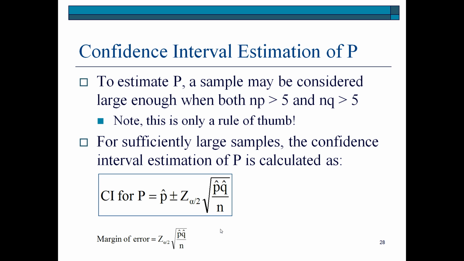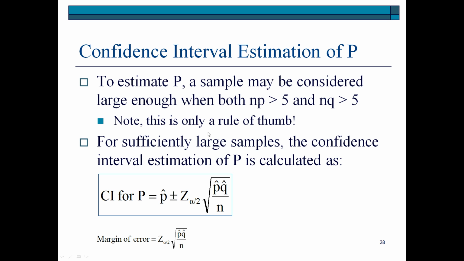Now in general, here's a rule of thumb. If n times p and n times q are both greater than 5, we may already assume large samples and go ahead and use the normal distribution. But again, this is a rule of thumb, and you may use your discretion in the real world.